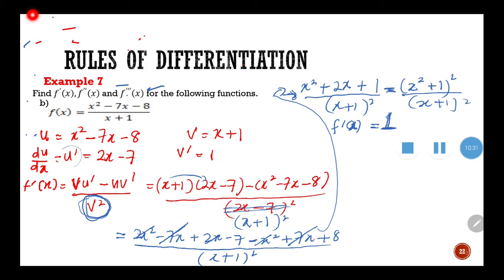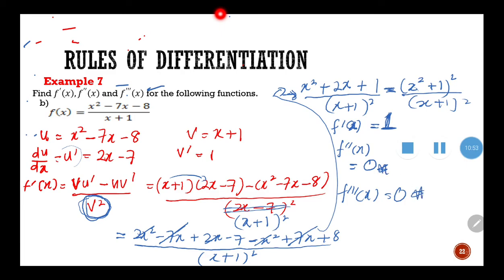If you put in the effort earlier, then from here you get the answer for f double prime x. No need to struggle to apply the quotient rule or whatsoever. It's equal to, alamak, I can't write here. It's equal to 0. Then f triple prime x is also equal to 0.